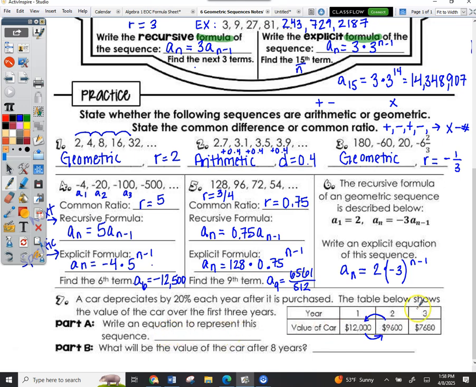So write an equation to represent. We found R to be 0.8. So A sub n equals, what's the first term? 12,000. And it's multiplying by what? 0.8. Is it 0.8 or 0.08? 0.8. That's right, because look, it's depreciating by 20%. So 100 minus 20 leaves you with 80%. To the n minus 1 power.